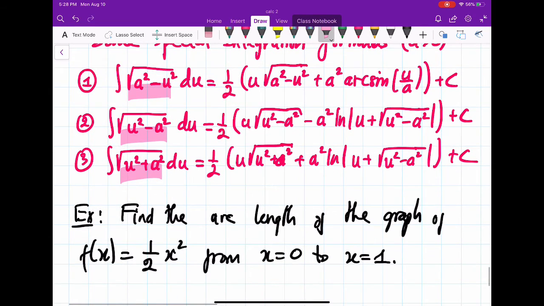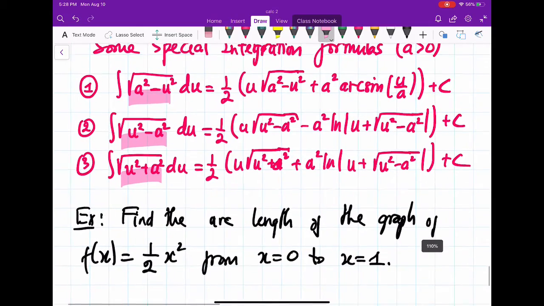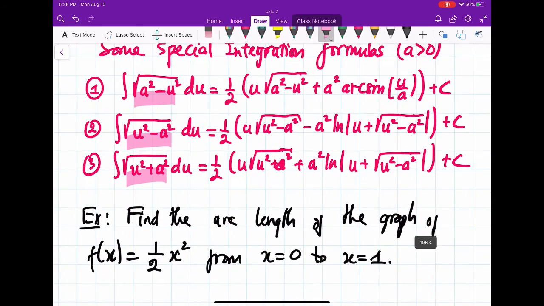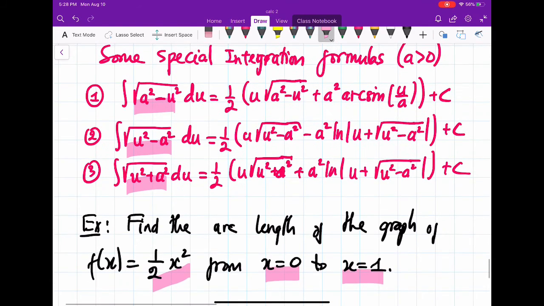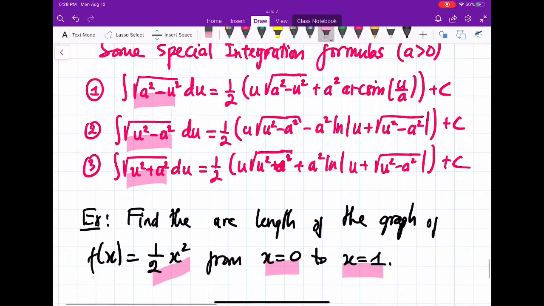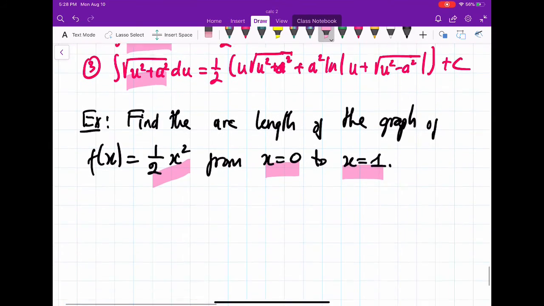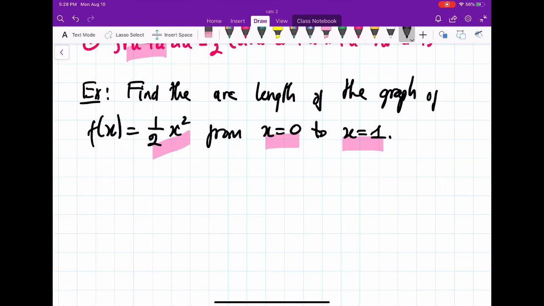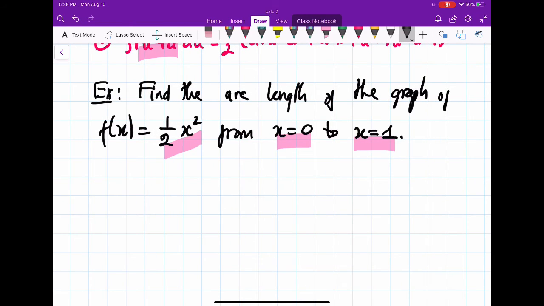And let's use one of these formulas to find the arc length of the graph of the function 1 over 2 times x squared from 0 to 1. Sometimes trig substitutions work really well without formulas. But anyway, let's do this. We need to find the arc length. The formula of the arc length, we know that.